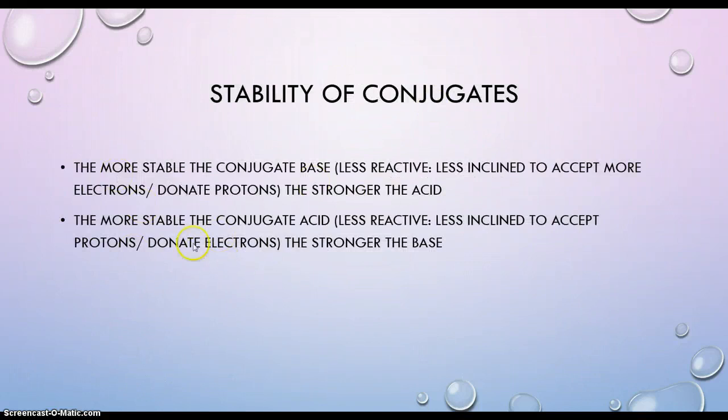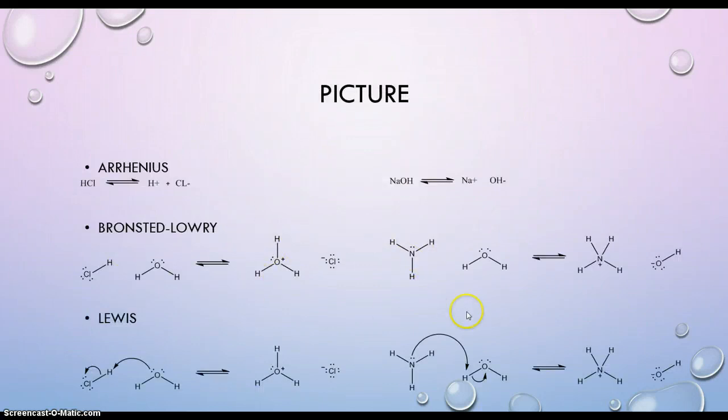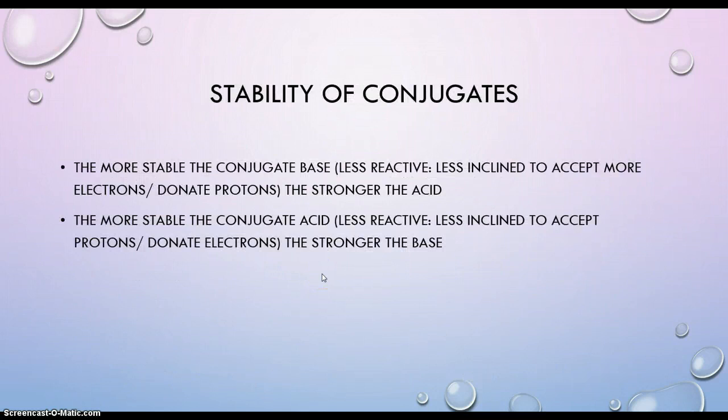So to sum it up, you want to be looking at the stability of conjugates. The more stable the conjugate base, the stronger the acid, and the more stable the conjugate acid, the stronger the base. If you look at these things, you can compare the relativity using your trends and your knowledge of charges. Now you can compare the conjugate acids and conjugate bases, and so that's acid-base chemistry. The next video will show how you can use these things in reactions.